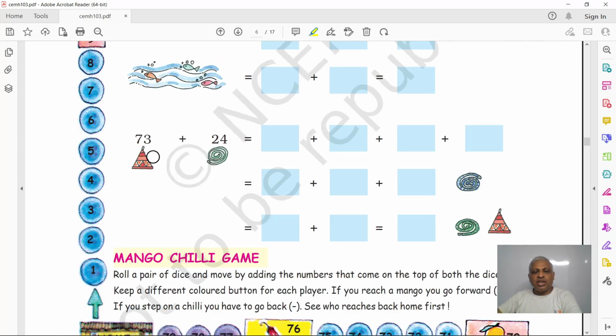These are some Diwali items it seems. Let us add 73 plus 24. 70 plus 3, 20 plus 4. 70 plus 20 is 90. And 3 plus 4, 7. So the answer will be 97.